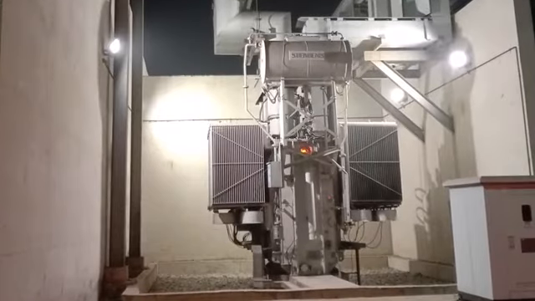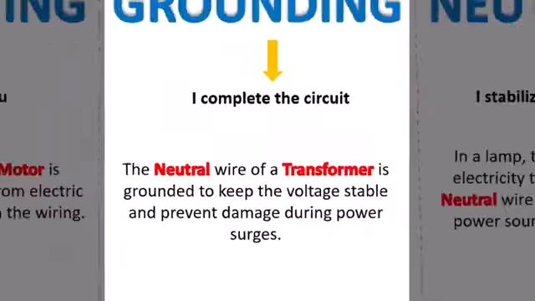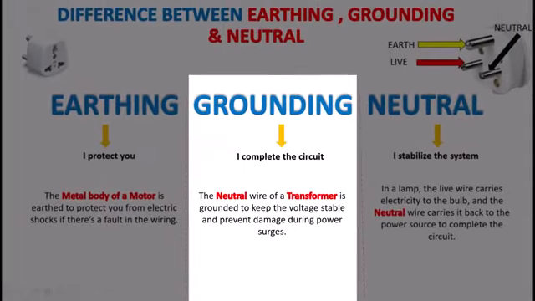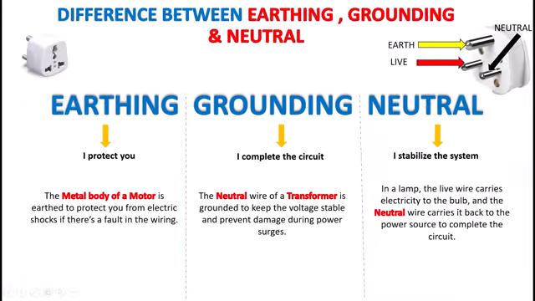This is vital because during power surges, grounding helps prevent damage to the equipment. Think of grounding as a safety measure that maintains a balance in the system, protecting your electrical devices from high voltage spikes or other disturbances. Without grounding, voltage can fluctuate unpredictably, which might cause severe damage.